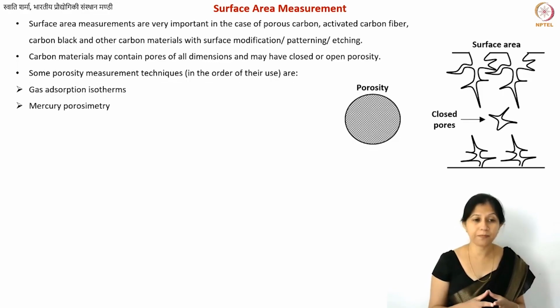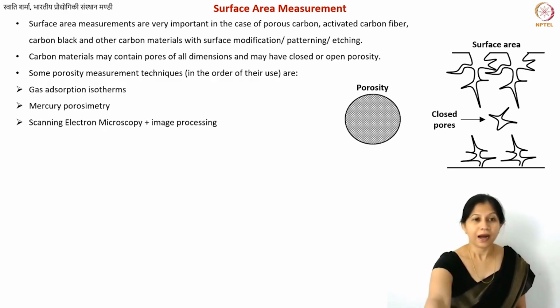Mercury porosimetry. So I will not go into the details of this technique, but this is basically something that is used for large-scale pores. So when you have macro pores, for example, or mesopores. In that case, you typically would use mercury porosimetry. As the name itself suggests, there is mercury involved in it. And so I will not go into the details.